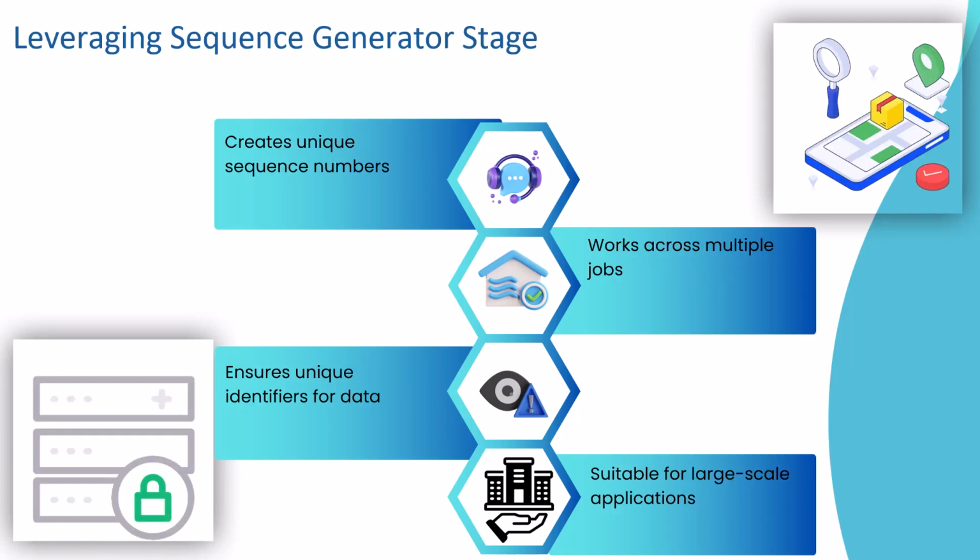The sequence generator stage is like a personal ID printer. It creates unique sequence numbers across jobs. Perfect for large datasets where uniqueness matters, it ensures records don't collide. Want a robust and scalable solution? This could be your go-to.